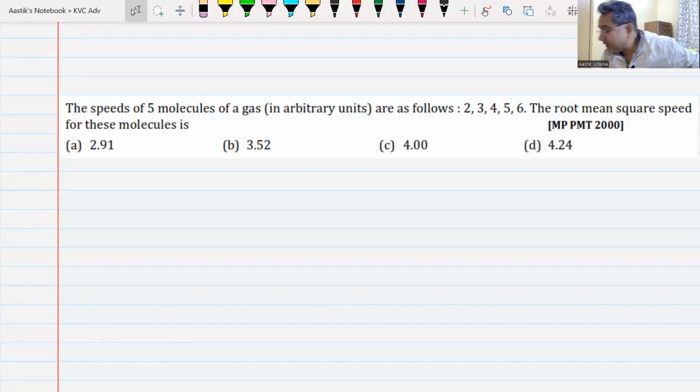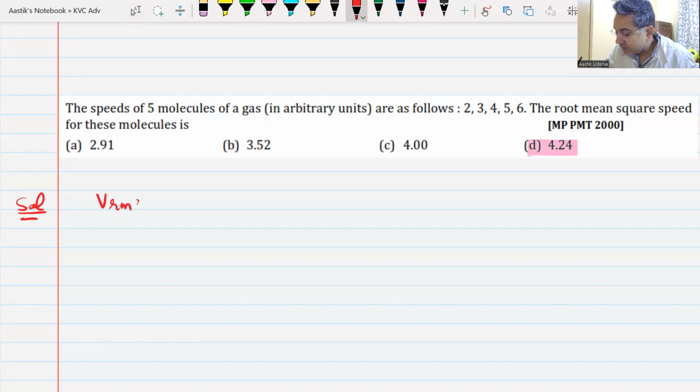Option A, sir, is I don't know. How did you get that option, sir? But that is absolutely wrong, sir. Option D, sir, is absolutely right, sir. 4.24, sir. You have to find out the RMS speed. Did not give you the formula of RMS speed. Now is the time that you can write the formula of RMS speed.